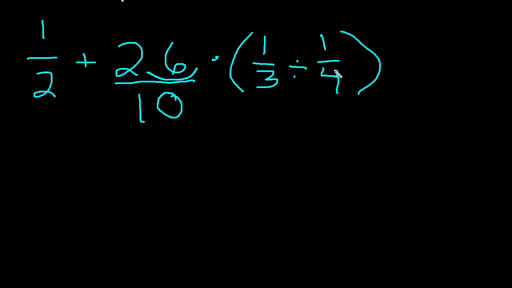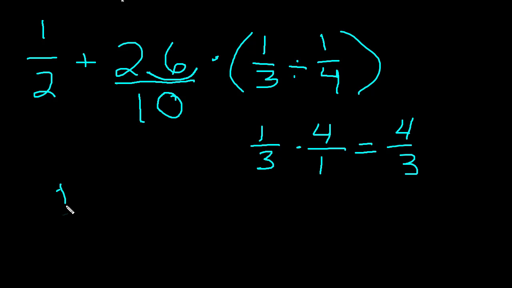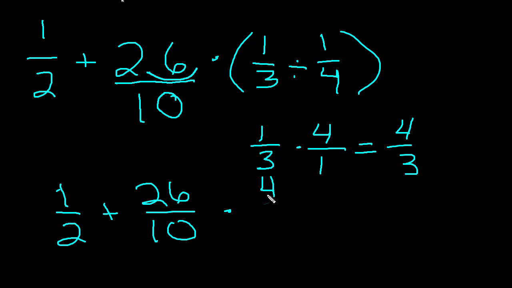So I will start with my parentheses, 1/3 divided by 1/4, and I find the reciprocal of 1/4 and multiply. So 1/3 times 4 over 1 is 4/3. So now my problem is 1/2 plus 26 over 10 times 4 over 3.